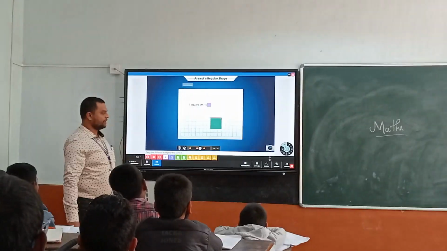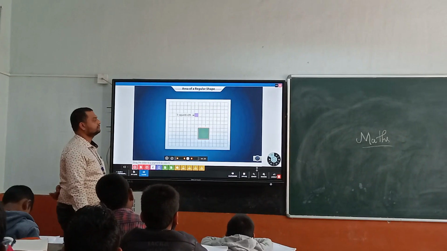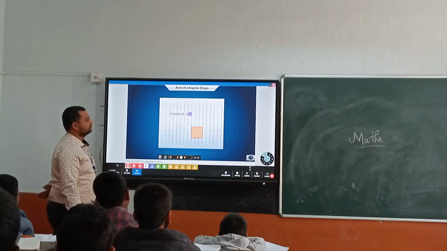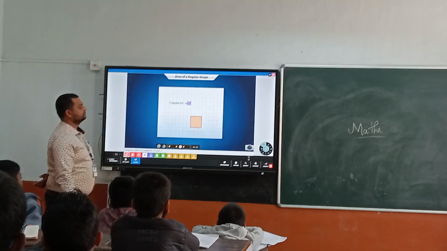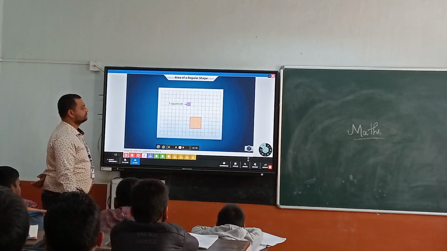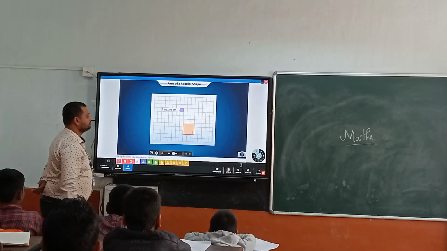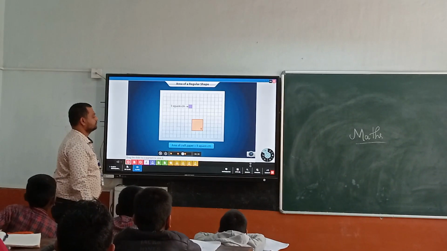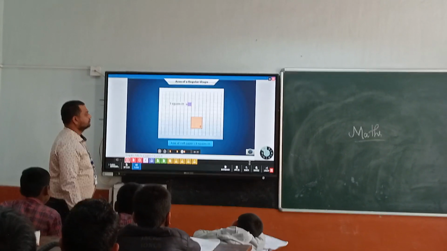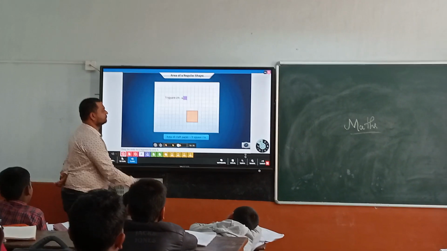9 square centimeters. Trace the outline of the craft paper on the grid and then remove the craft paper. Now count the number of squares covered by the outline of the craft paper. 9. There are 9 squares. That is, it has an area of 9 square centimeters. That was really simple, wasn't it?